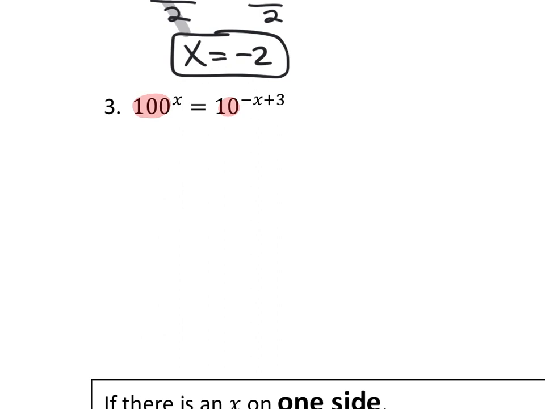How are 10 and 100 related? 100 can be made by 10 times 10. Oh, so like 10 squared, right? So what if I were to change the 100 to 10 squared? Is that still 100? Okay, then I'm just going to rewrite the rest of this problem.